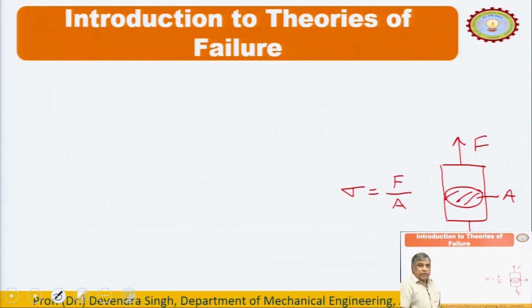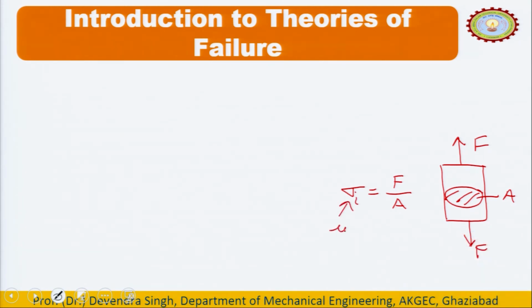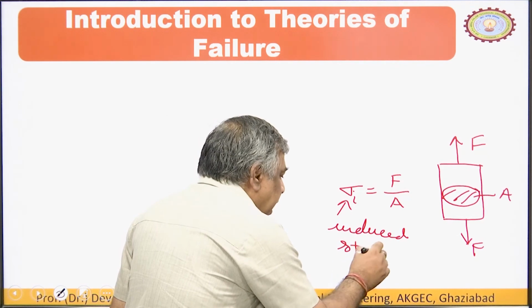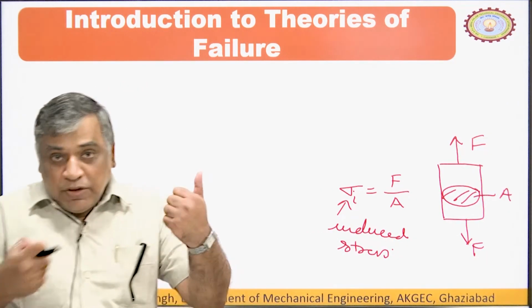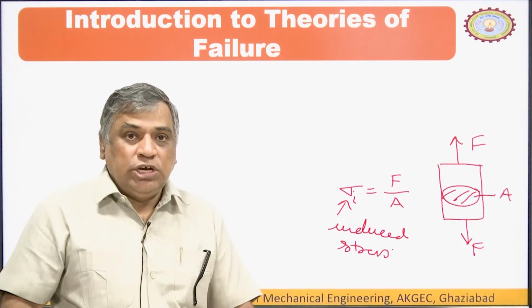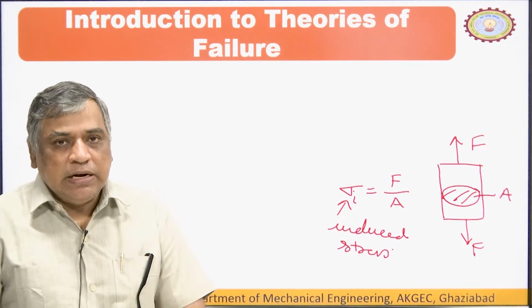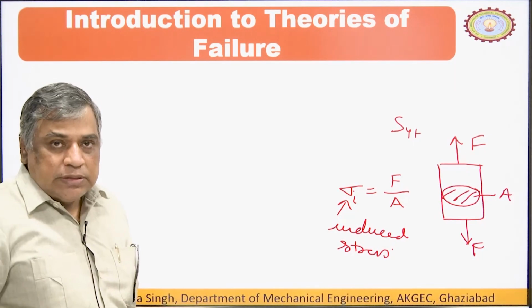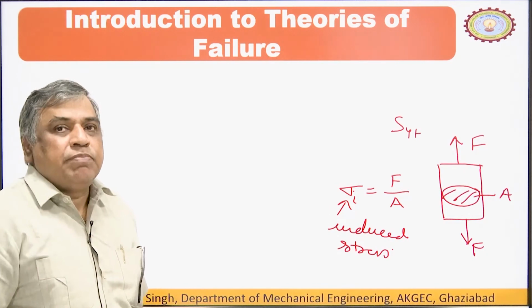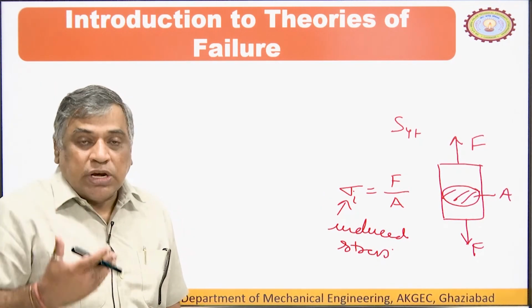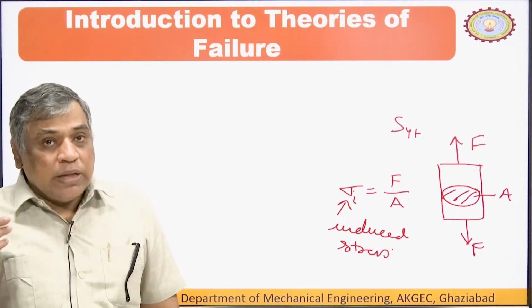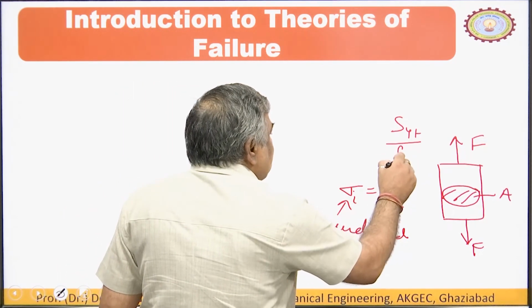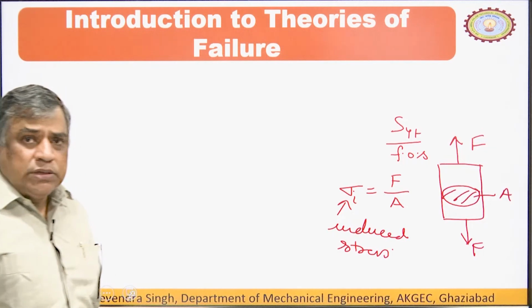I am not considering here any other effect which we will consider during our real design. So, sigma is equal to F upon A, and this is the induced stress. If it is unidirectional, then on the UTM, universal testing machine, where you have performed the tensile test, you will find this is SYT, the yield point in tension, that is the failure stress, the maximum stress level you can reach with a factor of safety of 1. If you need some factor of safety, then your limiting value is this.